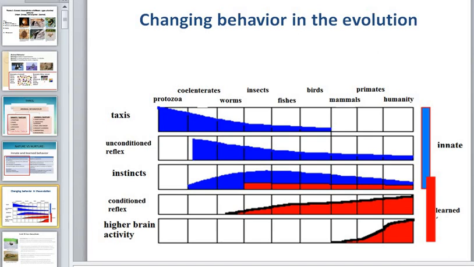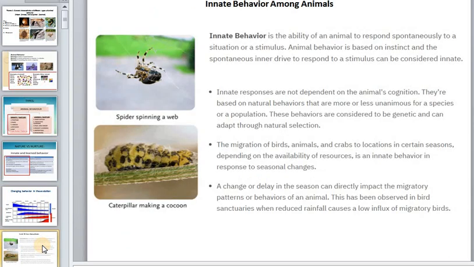Here we see the change in behavior in evolution, and these forms of behavior are predominant in primitive organisms, very primitive. Here we see the blue color, and of course some animals have this innate form, and even in humanity we have some primitive forms and instincts, of course, but innate behavior among animals.